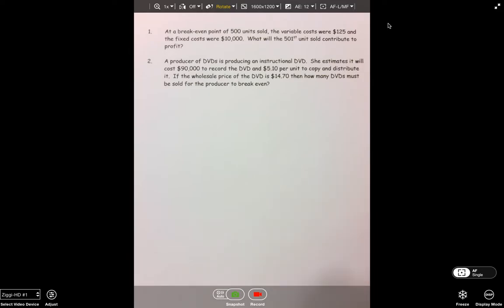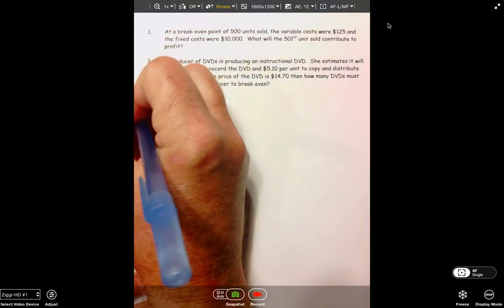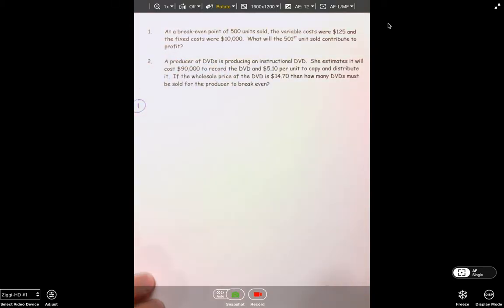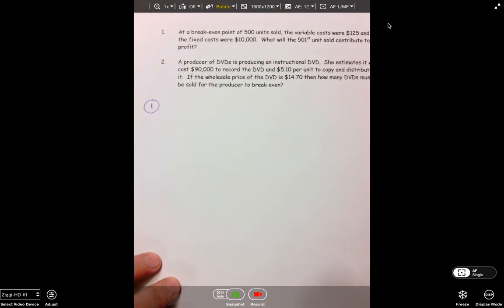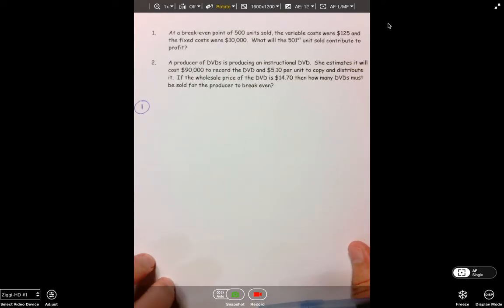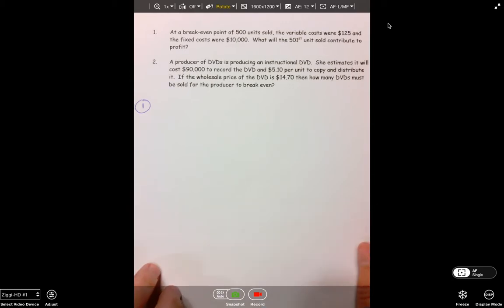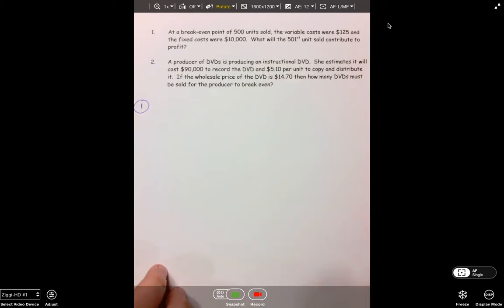Okay guys, as promised, we're going to start this video out working these two problems. The first problem's a little more difficult than the second problem, but the second problem is one that I expect you to be getting pretty good at by now. So let's get to it. It says at a break-even point of 500 units sold, the variable costs were 125 and the fixed costs were 10,000. What will the 501st unit sold contribute to profit?